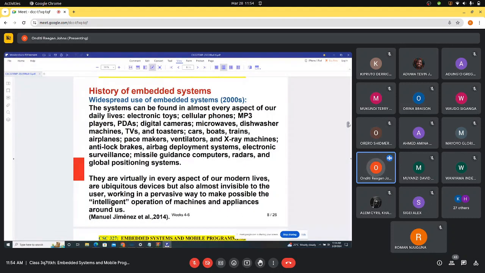So they are virtually in every aspect of our modern life and are ubiquitous devices, but almost invisible to the user. What basically happens is that you might not even be aware that you have embedded systems implemented in the equipment you are using, because some of them are hidden. But at the end of the day, they bring about the operation of that particular component.